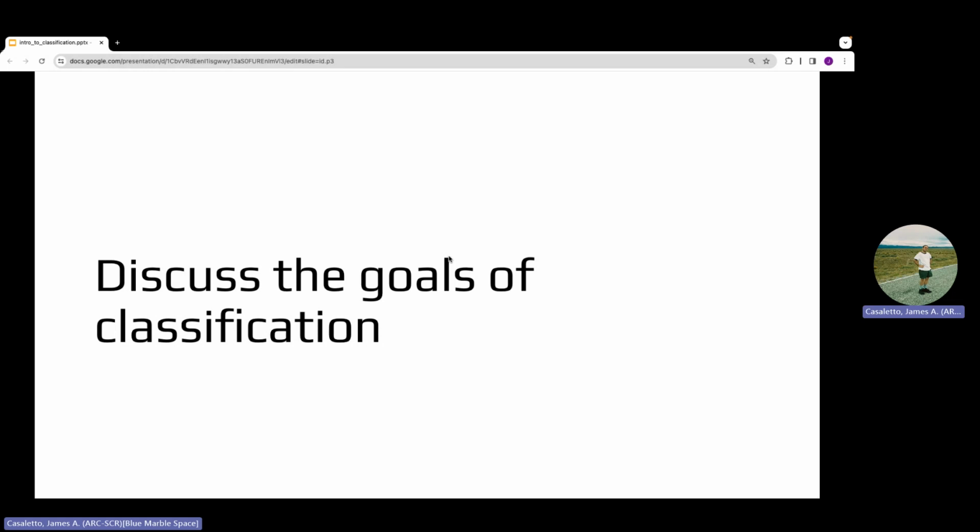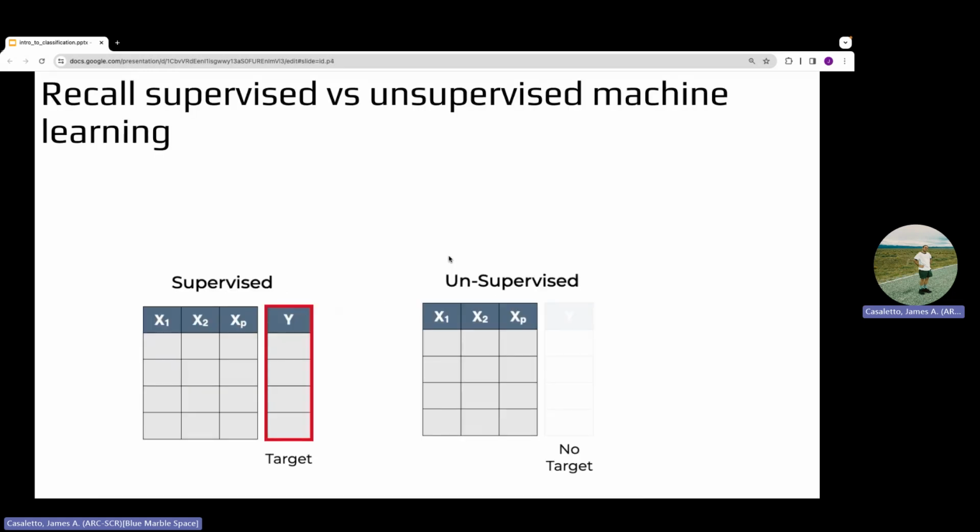In this first section, we discussed the goals of classification. Recall the difference between supervised and unsupervised learning. In supervised learning, we have features, say x1, x2, up to xb, that the algorithm uses to predict a target or label, say y. In unsupervised algorithms, we do not use a target associated with the features. Classification, which is the topic of this lesson, is a supervised algorithm. So it requires us providing a target label to predict.